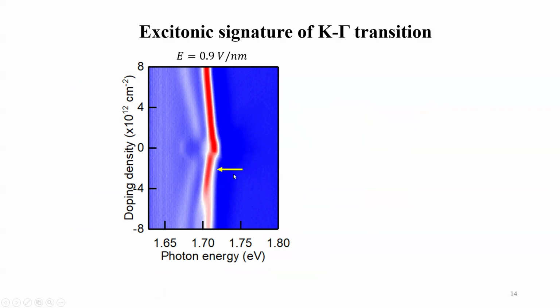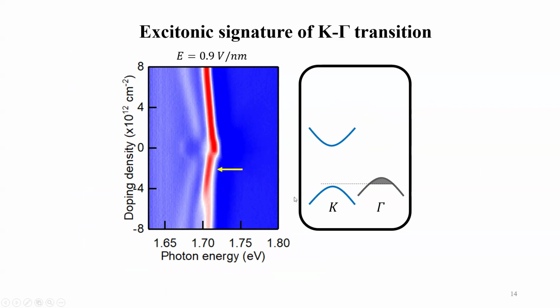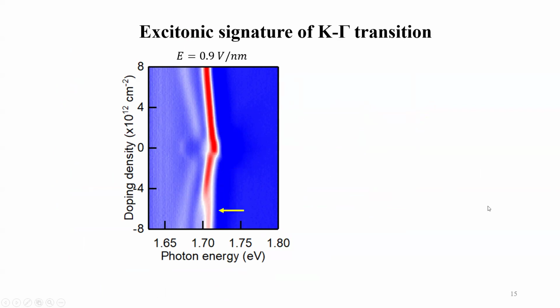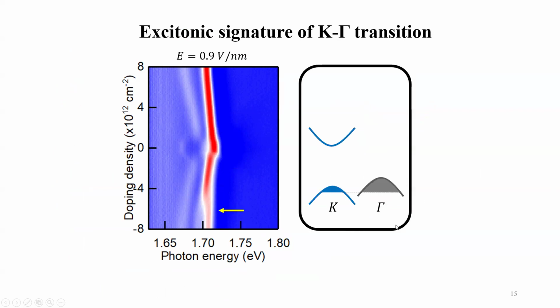And here we look at the yellow arrow, and we can get this band alignment. In this case, we have a higher gamma valley, and this feature is still attributed to K-gamma exciton polaron. And then if we look at this point, we can see that this feature is actually distorted. This is because the lower K valley is doped, and you have extra Fermi-C close to the gamma valley Fermi-C. So that's why this K-gamma exciton polaron is just distorted.